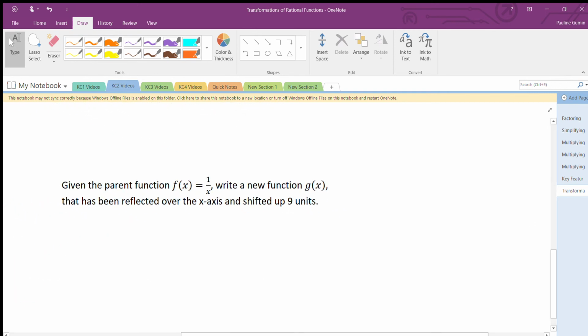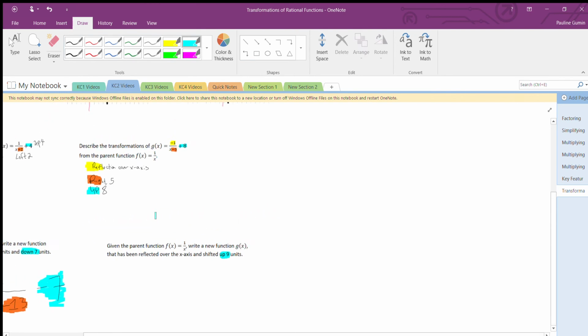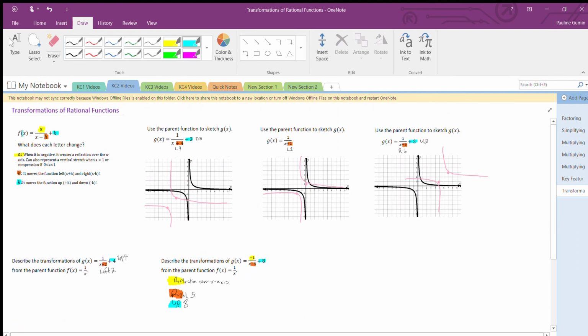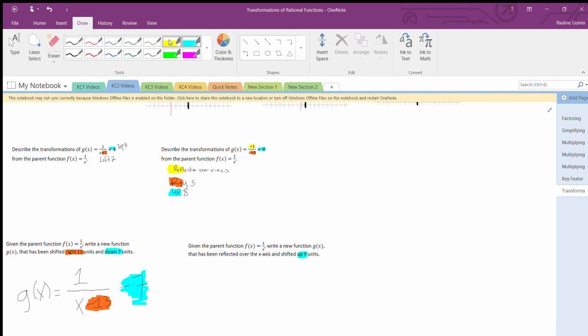Ooh. Okay, so given a parent function, f of x equals 1 over x, sweet, that's what we've been working with. We're going to write a new function that has been reflected over the x-axis and shifted up 9 units. Now we've had those ups and downs, so I'm going to highlight up 9 in blue because I know that for a fact. Now reflection over the x-axis. Let's remind ourselves where that happens. A reflection over the x-axis happens on top with A when it's negative. There's no stretches or compressions, so it's just going to be a 1.